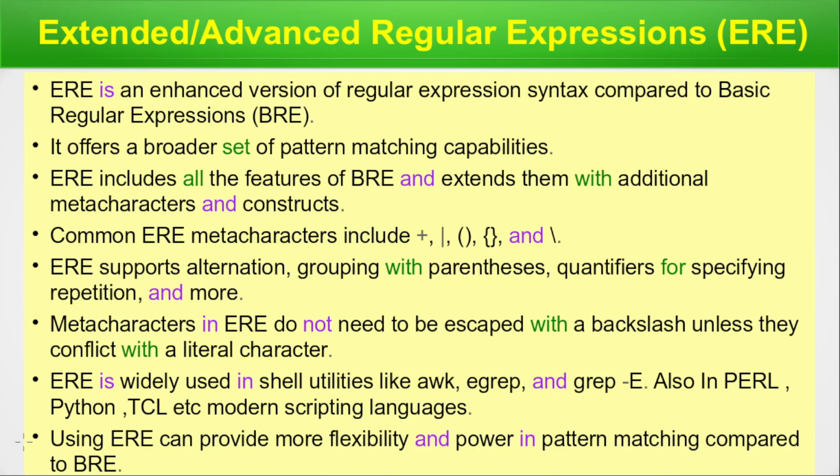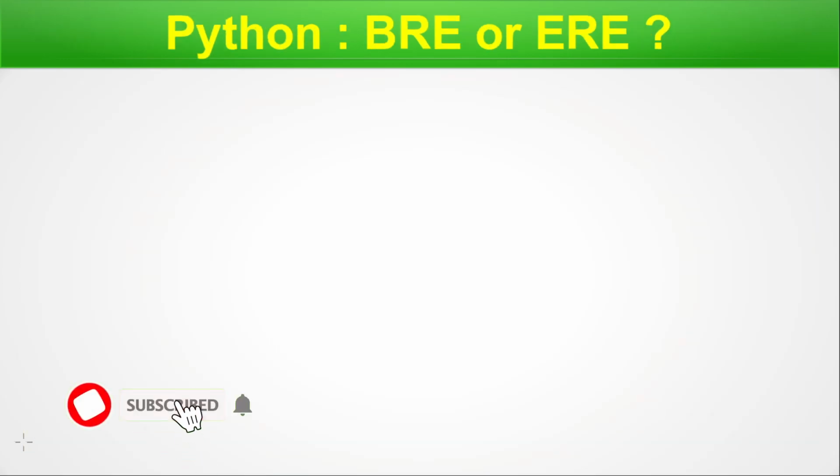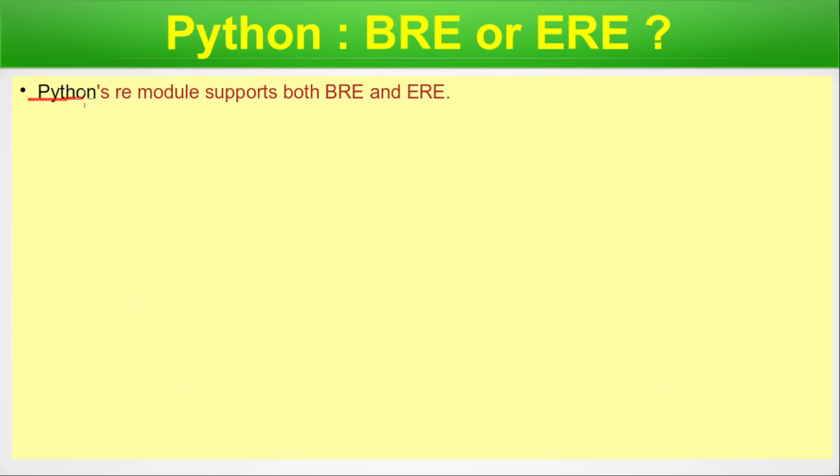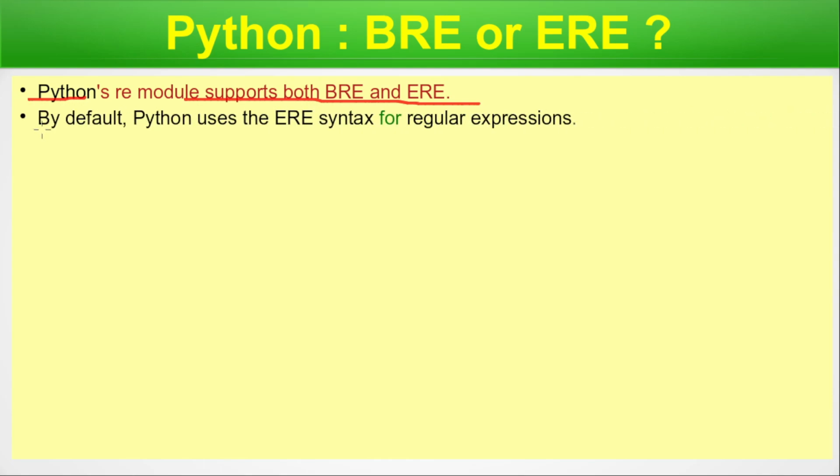Let us move on to the next slide. Now here comes the crucial question. After discussing BRE and ERE, you are wondering, okay, now Python by default uses which one? Either it is BRE or it is ERE. How should we know? Python's re module supports both BRE and ERE, so we have support for both of them. By default, Python uses the ERE syntax for regular expressions. That means you have to learn the ERE for Python programming, not the BRE.